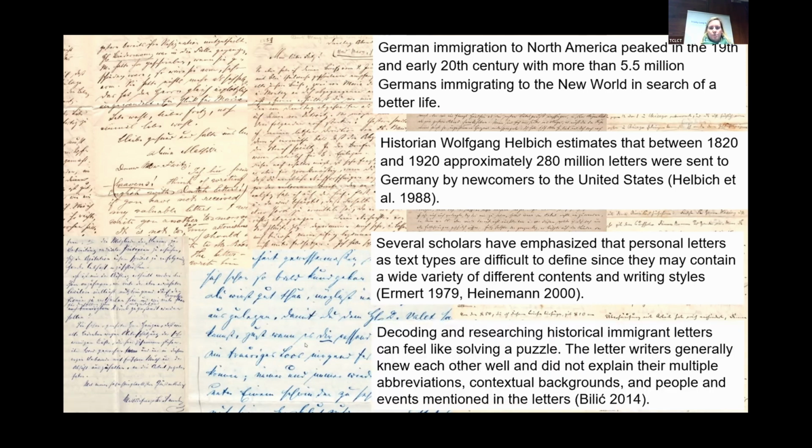So decoding and researching immigrant letters, in my experience, can feel like solving a puzzle. The letter writers generally knew each other well, and they did not explain their multiple contextual backgrounds. They did not explain people and events mentioned in the letters. And so the translator has to find answers. And also, a lot of these people were not very well known. So you find your answers in archives by doing a lot of archival research.